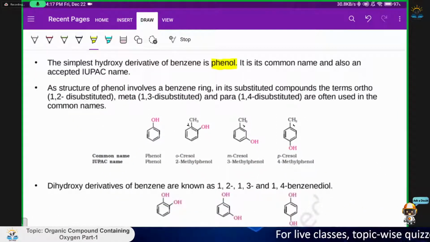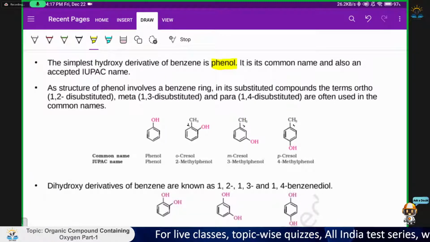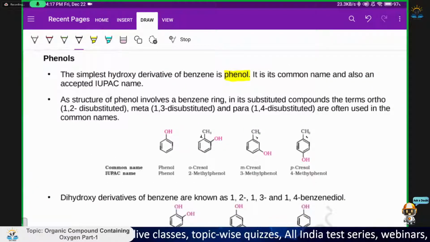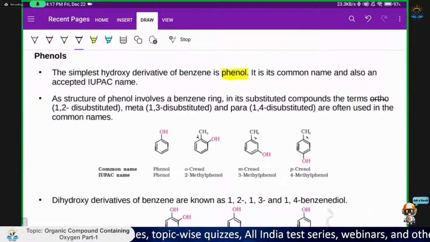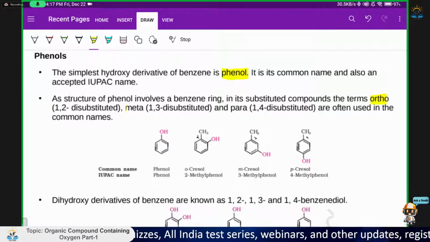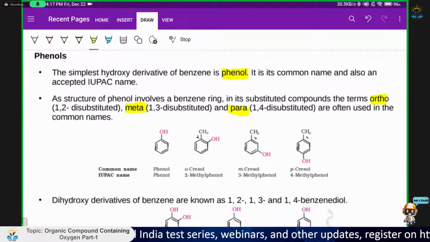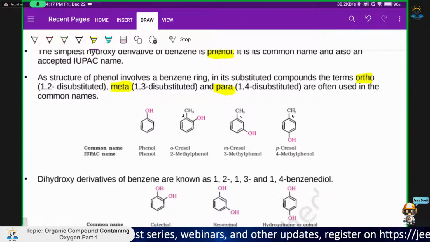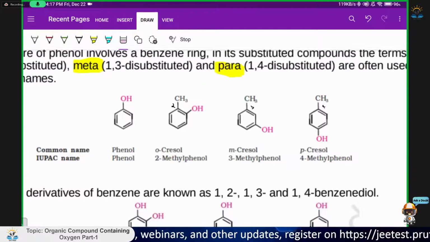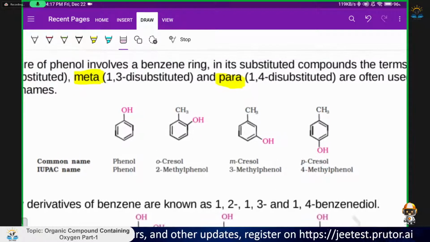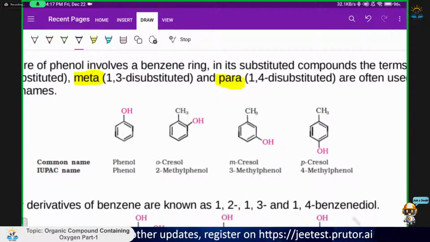The structure of phenol involves a benzene ring. In substituted compounds, the terms ortho, meta, and para are often used as common names. So for assigning common names, we use the term ortho for 1,2-disubstituted product, meta for 1,3-disubstituted, and para for the 1,4-disubstituted product. We'll see some common names and IUPAC names. First, phenol. It's an accepted common name as well as IUPAC.